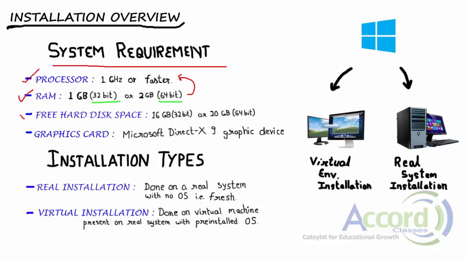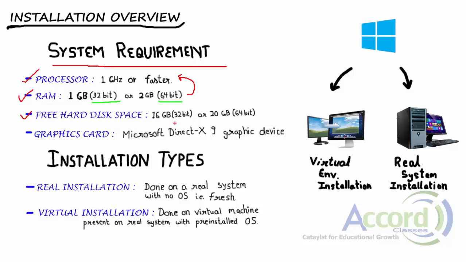Now third is the free hard disk space. Storage is not a problem anymore because a commodity system comes with 500 GB or 1 TB of hard disk nowadays. So I guess any user won't run short of storage while installing Windows 8.1.